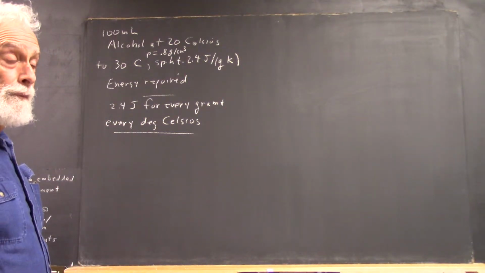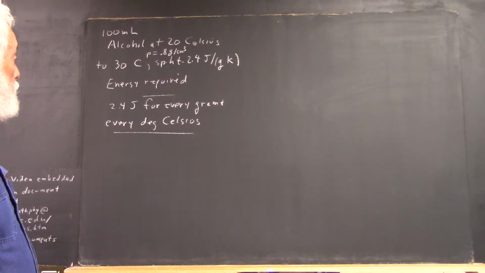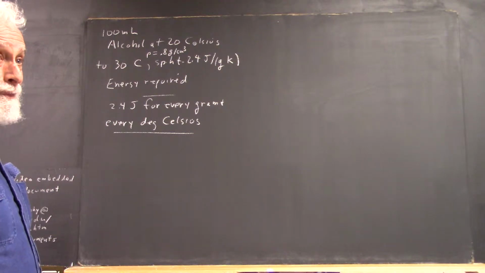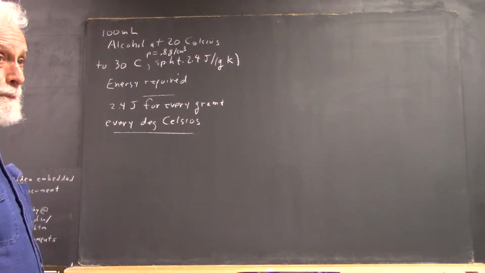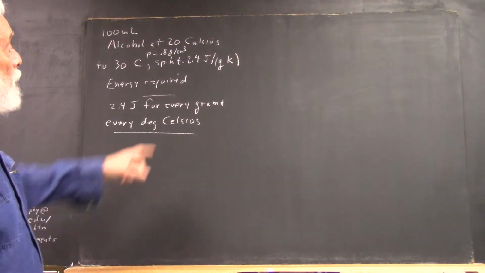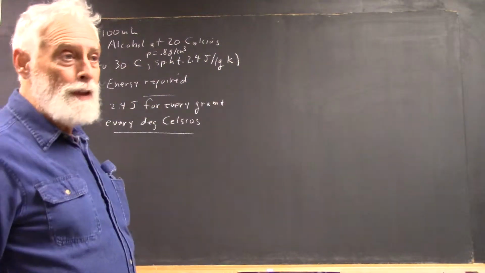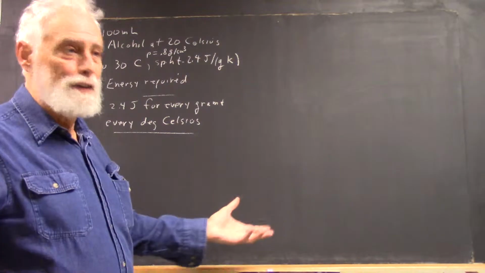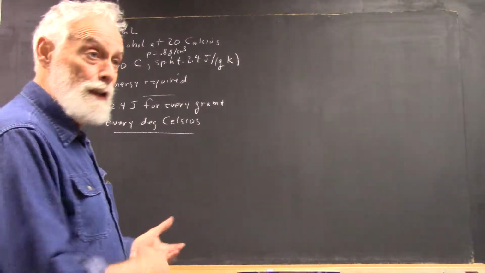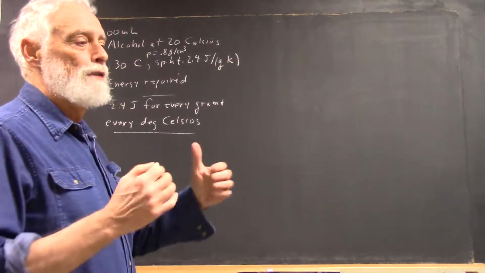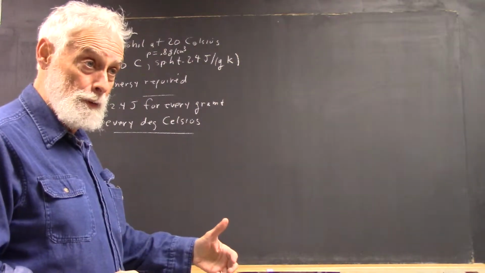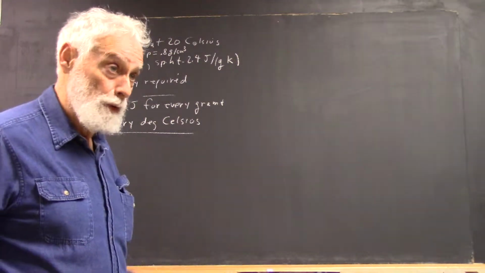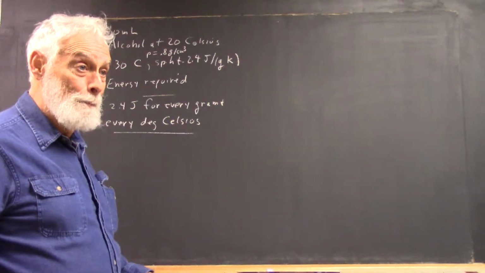Every degree. I thought it was every degree Kelvin. Well, Celsius degrees and Kelvin degrees are the same size, right? You're talking about a change in the temperature, so a change in Celsius is exactly the same as that change in Kelvin. They just differ by a constant. Now, the Celsius temperature is different than the Kelvin temperature, but they differ by a constant, 273 degrees, okay?